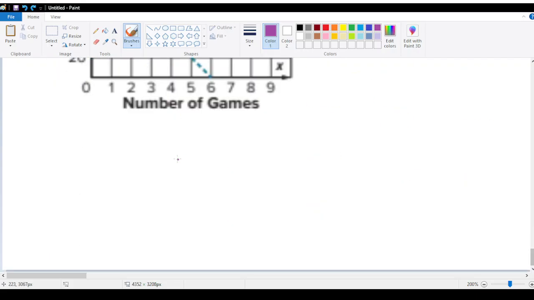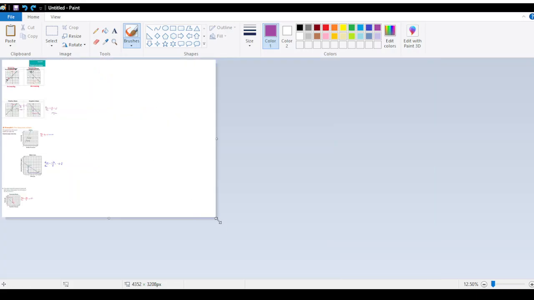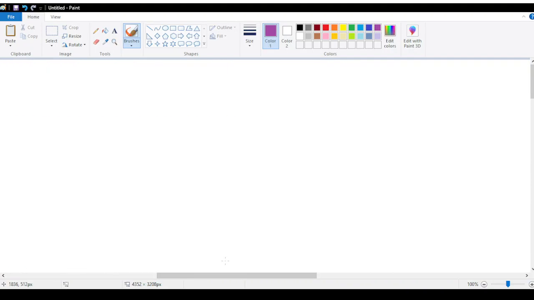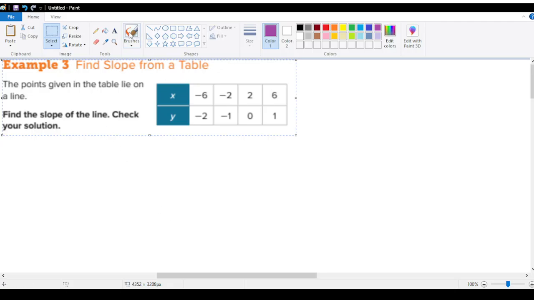Now, in order to do these type of examples, let's talk about example number 3. Now, in example number 3, he gave you a table and he wants you to find the slope from this table. Now, Shamsa, in order to find the slope, you should look at the table. He gave you in this table 4 points.